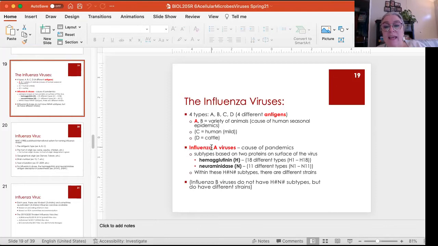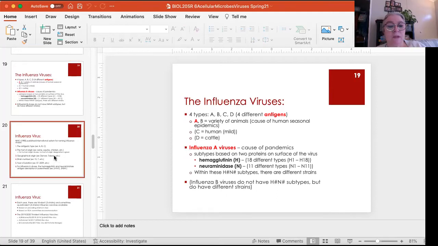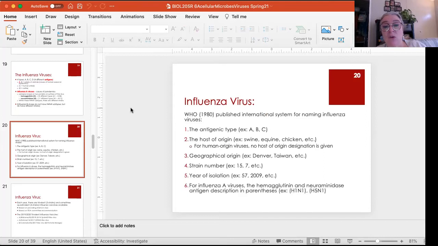It's the influenza A viruses that are classified according to that H and N numbering system, as well as a list of other features of the virus. So remember, it was the WHO, the World Health Organization, that came up with an international system for classifying influenza viruses. We start off with the type that it is, A, B, or C. Remember, the D type only infects cattle, so it does not infect humans.